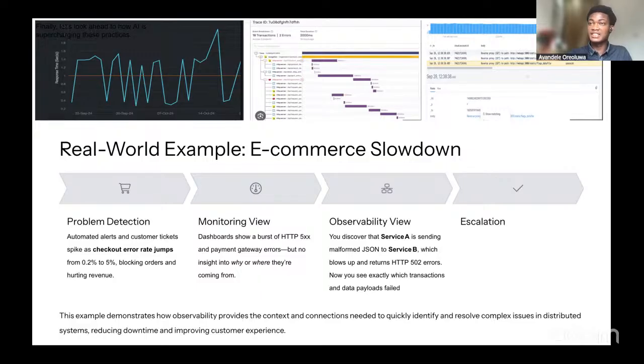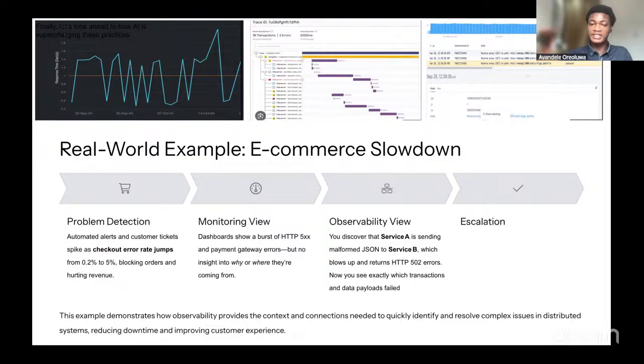You can discover that service A, the checkout service, is sending malformed JSON. Maybe the JSON is not formatted properly when it sends to service B. Service B is now rejecting it, sending server errors back, which blow up and return server errors to the end user, the customer, who is not able to make use of this application. You are able to see this in a unified or centralized place. You are not going into different tools. Everything is centralized in one platform for you.